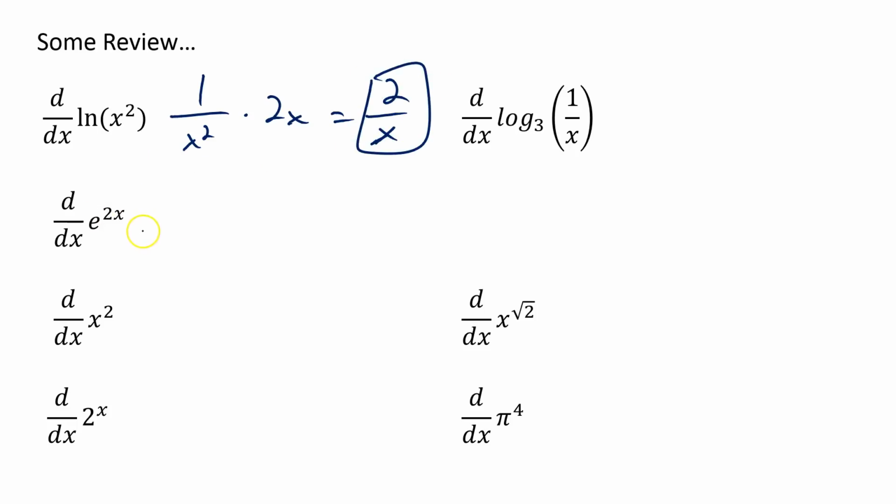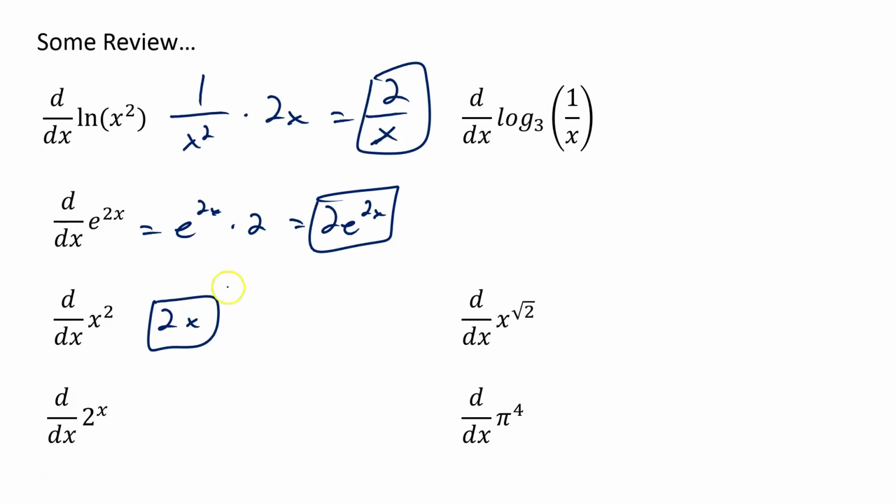e to the 2x, leave it alone. e to the 2x multiplied by the derivative of the baby function, which is 2. So I'd write that as 2e to the 2x. Derivative of x squared, 2x. Not too bad. The reason I have that here is because I want to distinguish between these two. Derivative of 2 to the x is going to be 2 to the x, leave it alone, times natural log of 2. There you go.